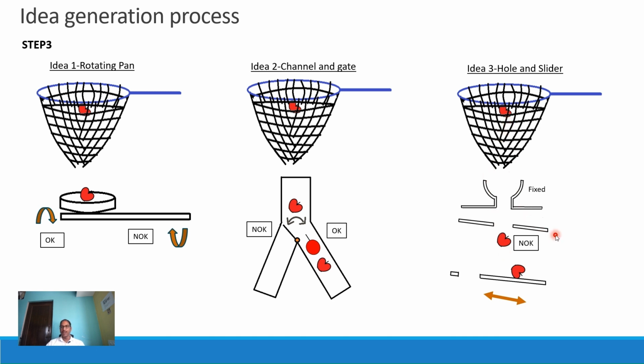If the fruit is okay, what happens is that the slider moves a little bit forward so that the hole is misaligned with this pass through, and the fruit gets slipped and slides onto another bin.